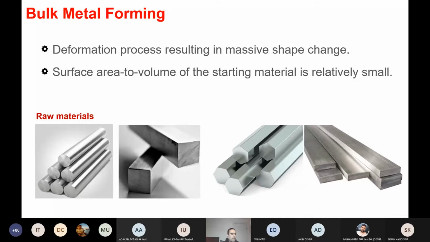Maybe we can take a 10-minute break and continue at 4:30. If it is okay for everybody, then I will show some examples of bulk metal forming and sheet metal forming.